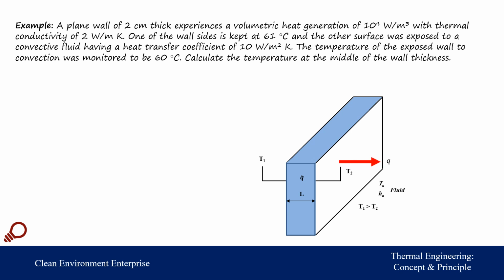side of the wall was exposed to convective thermal fluid with a heat transfer coefficient of 10 watt per meter square Kelvin. The temperature at the exposed wall to convection was measured to be 60 degrees Celsius. Now we need to calculate the temperature at the middle of the wall thickness.